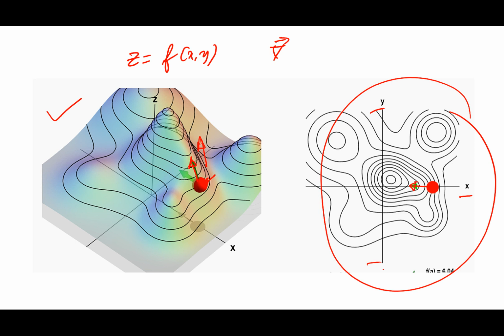It's a vector operator that acts upon a scalar field and produces a vector field. We're going to use this gradient a lot. Okay. So now let's look at something else.